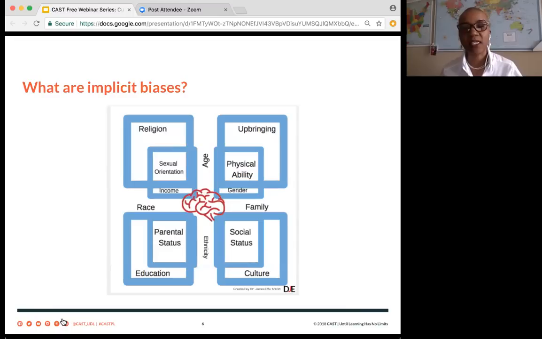And so one way that you can start tapping into your own implicit bias, to see where you stand and if you have them, which we all do, is that I encourage you to take the implicit bias quiz that was created by a group of researchers at Harvard, called Project Implicit. And that link will be shared in the resources at the end of this webinar.